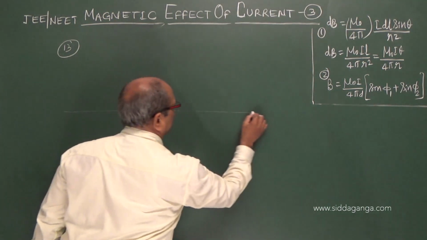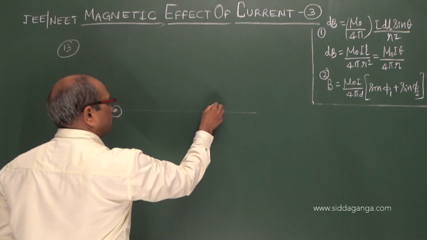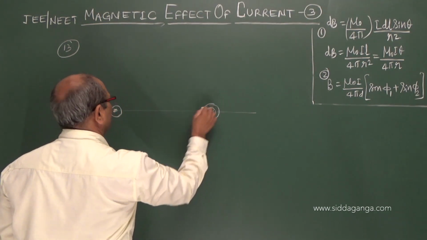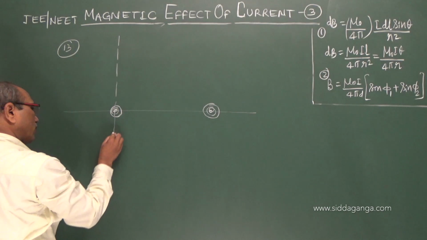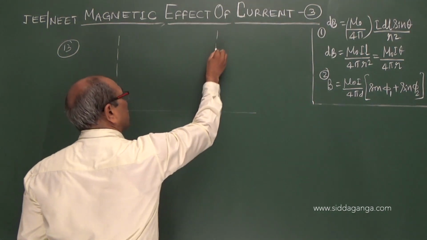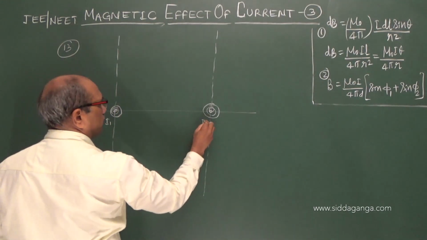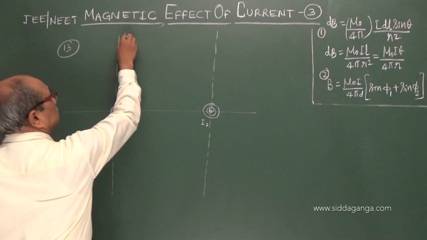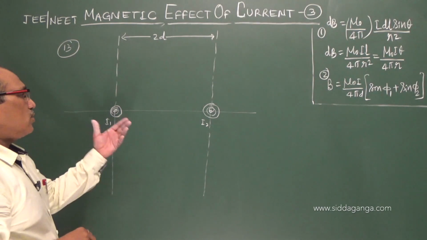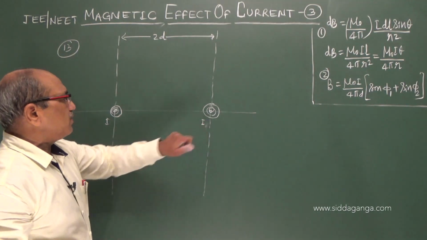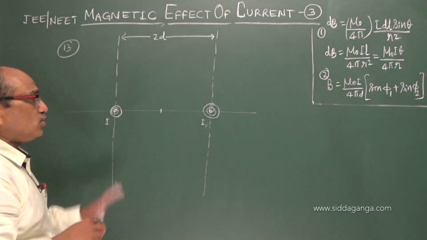Consider the situation. This is the conductor. These two are carrying the current, I1 and I2. Separation is 2D. Let's first simplify the most, maybe the same current. I told you in between, at distance D, it comes 0.